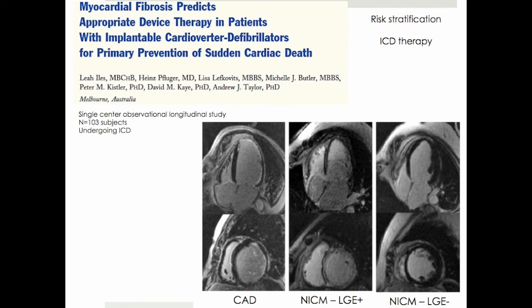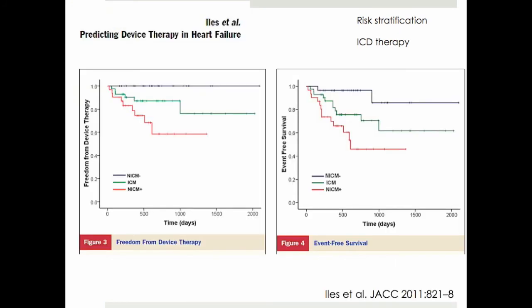In a further study of patients undergoing ICD implantation, patients with dilative cardiomyopathy and evidence of late gadolinium enhancement had a much shorter freedom from device therapy as well as event-free survival compared to those patients without late gadolinium enhancement as well as those suffering with coronary artery disease.